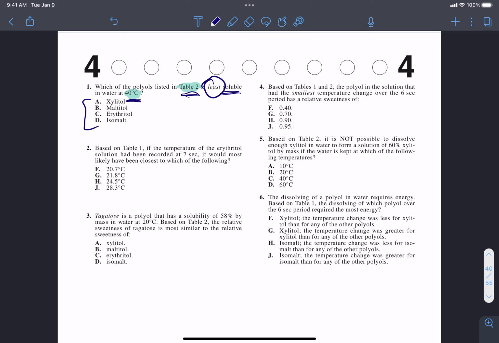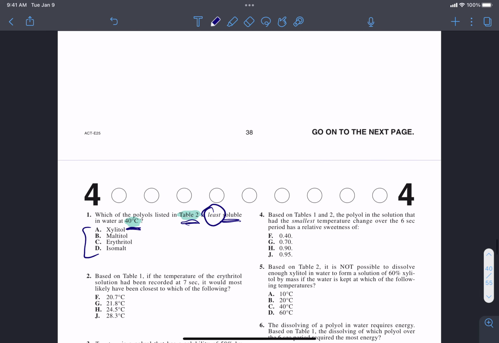And I always recommend, with science questions, you circle, underline specifically what they're looking for, so that it pops out to you. That way you have a clear goal in mind when you go back to the passage. So we're going to be looking at table 2, 40 degrees Celsius.